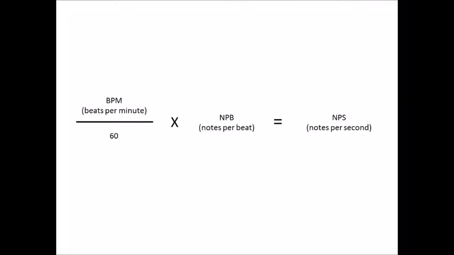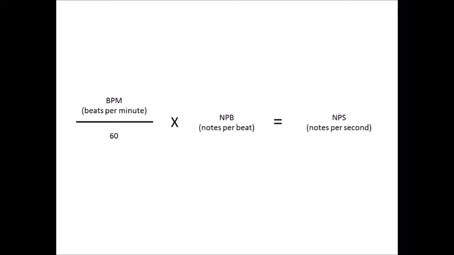So here's a pretty simple way to figure out the notes per second of a certain section of a song. This can be used for either rhythm gaming purposes or just music in general. So the formula goes: beats per minute over 60, which will get you beats per second, times notes per beat of the section you're looking at, equals notes per second.